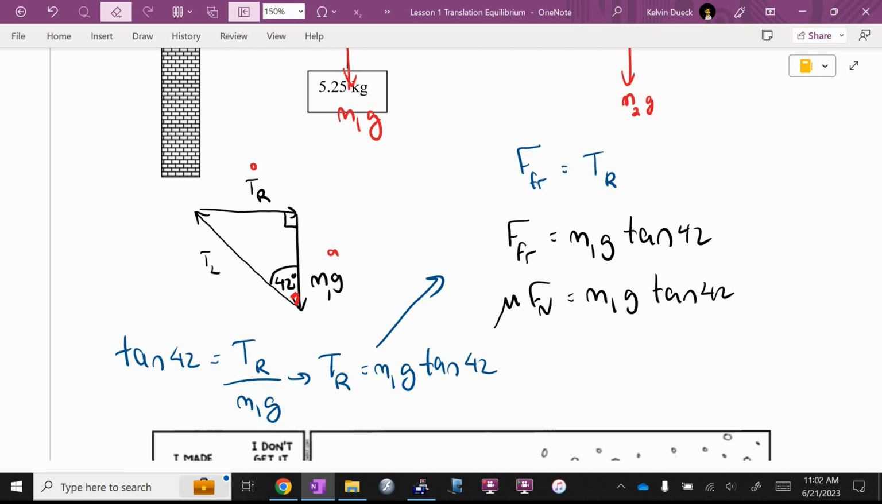Divide what? I don't know the normal force. Oh, but look. I don't know the force the same size as the normal force. Which force is the same size as the normal force? Which M? Yeah, which M?